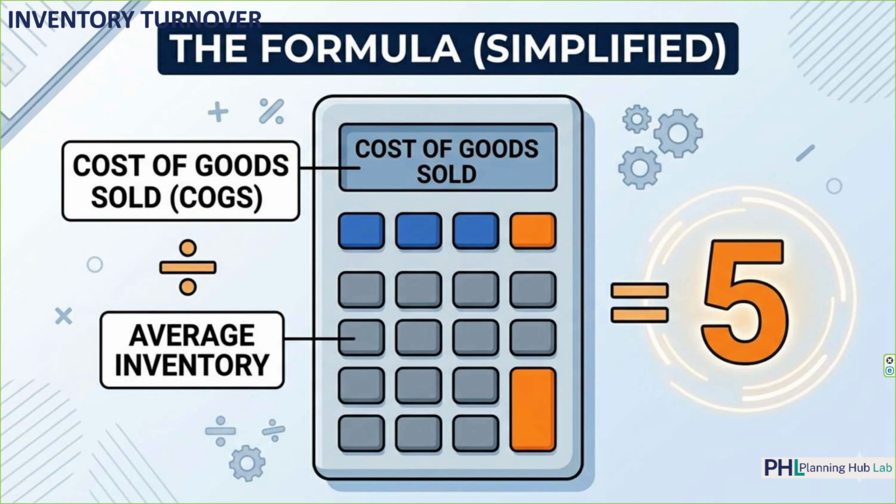Let's have a quick example so you get familiar with what we are talking about, and then we shall go to the Excel calculation. Let's say you have an e-commerce brand with COGS of 100 grand for last year. On average, you held about 20 grand worth of stock at any given time. So based on this formula, 100 divided by 20 gives you 5. So your inventory turnover ratio is 5. This means you completely cleared out and restocked your warehouse 5 times over the year.